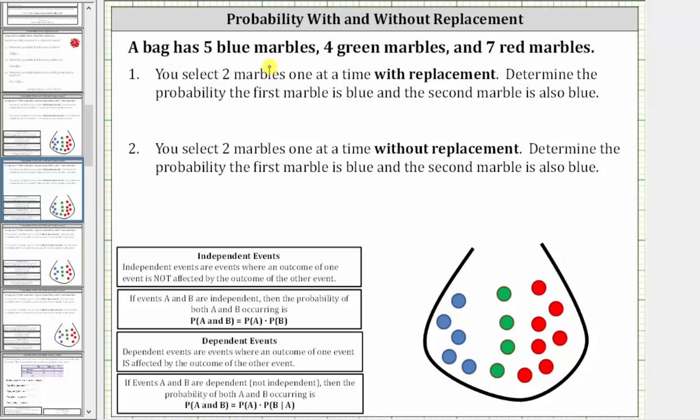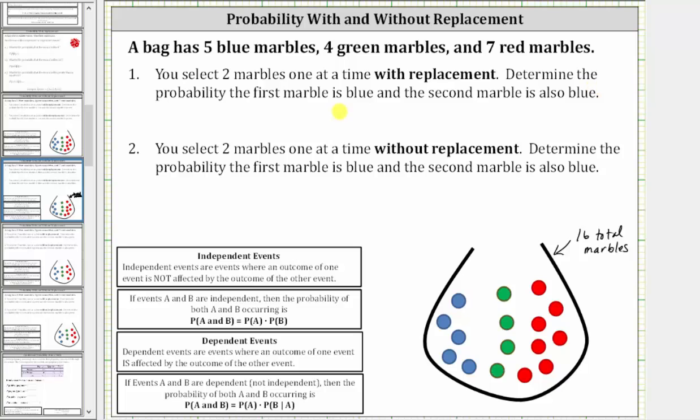A bag has 5 blue marbles, 4 green marbles, and 7 red marbles as pictured here below. Notice how we have a total of 5 plus 4 plus 7, or 16 marbles in the bag. For number 1, you select 2 marbles one at a time with replacement, which means you select one marble, look at the color, replace the marble back into the bag, and then select the second marble.